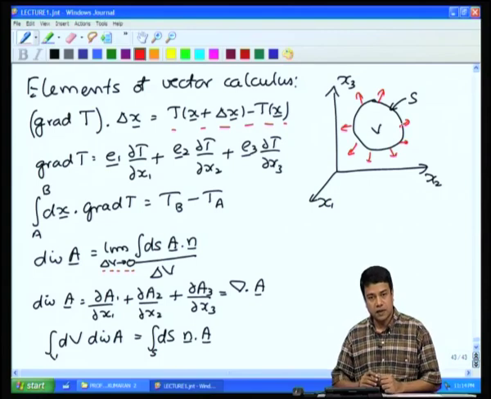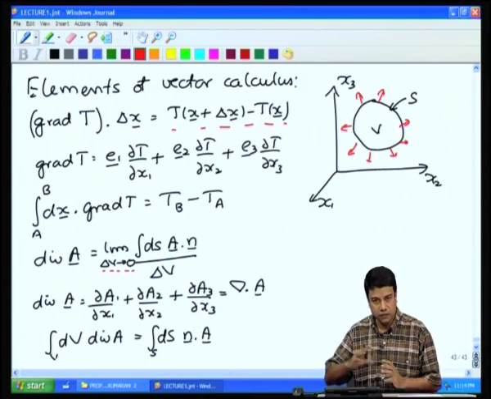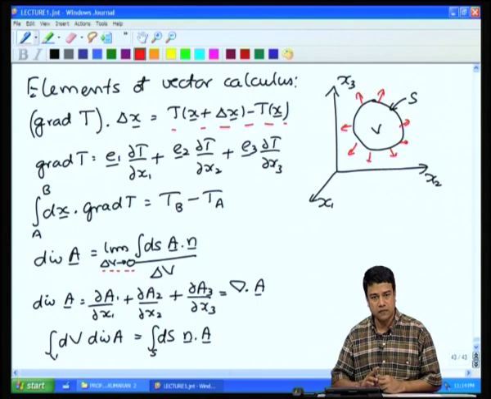Okay. And if I take integral ds of n dot A over this surface, this is equal to the integral over the volume of the divergence of A. So, what this means is that the divergence of A integrated over the entire volume depends only on the values of A on the surface. And we had seen some physical examples of where this might be applicable.